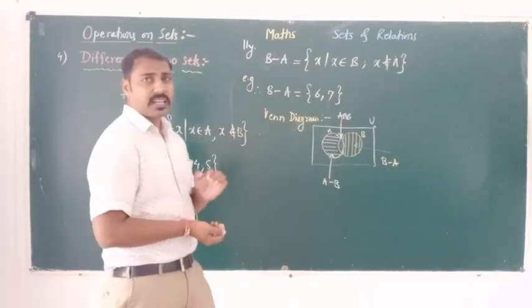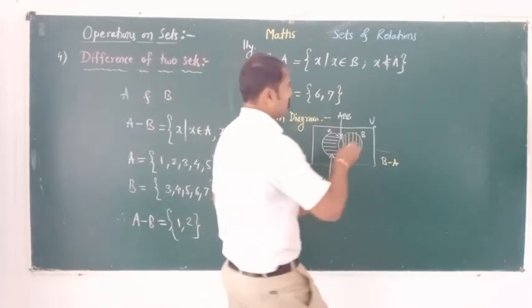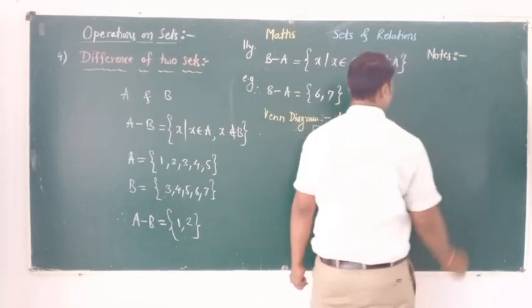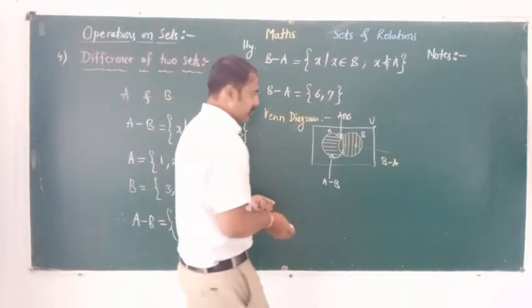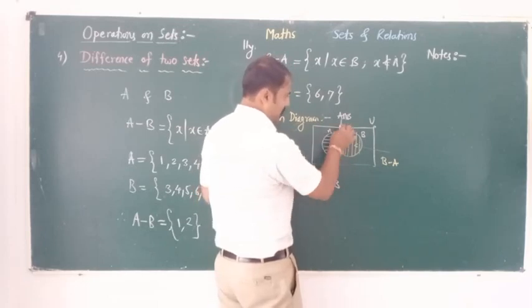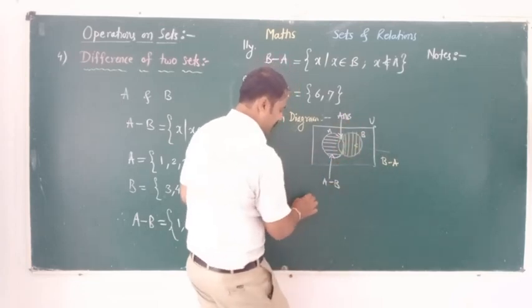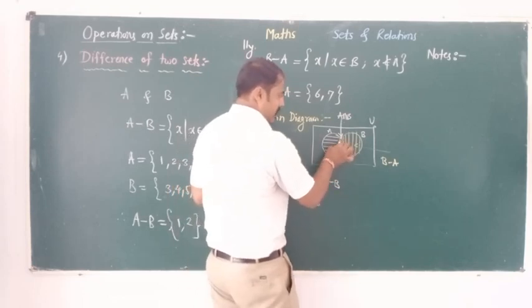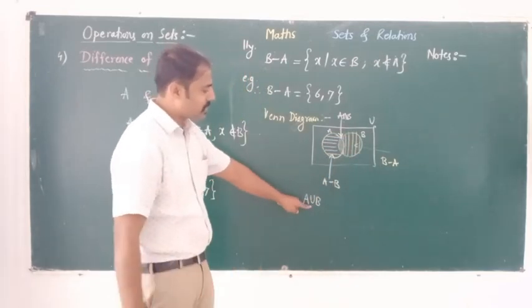Now, there are some notes for the difference of two sets. Clearly, the union of A minus B, A intersection B and B minus A is clearly A union B. If I shade that portion, which portion? That shaded portion is clearly A intersection B.